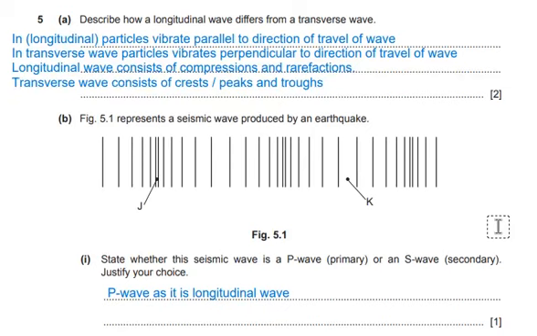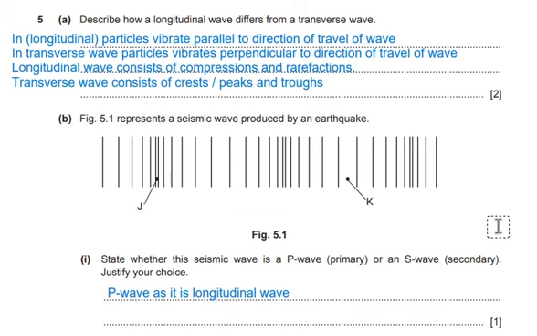So that's question number 5 from 4/1 May-June 2024. Part (a): describe how a longitudinal wave differs from a transverse wave. For the 2 marks, we need to differentiate between the longitudinal and the transverse wave. The definitions may be good here.